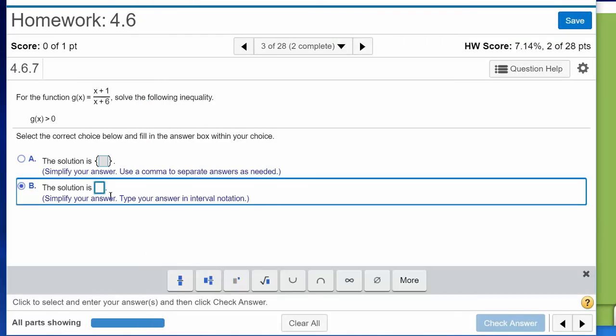So remember, we're going to put it in interval notation. So we have -infinity, comma, to -6, union -1, comma, to infinity.